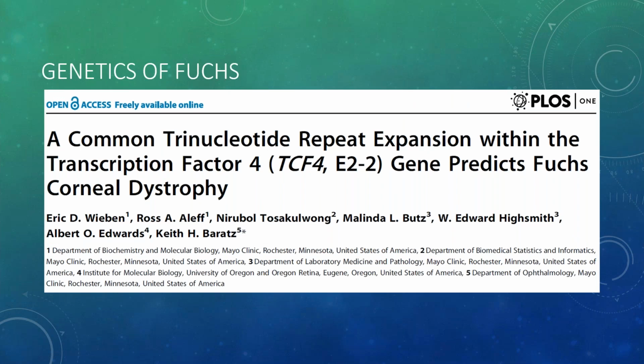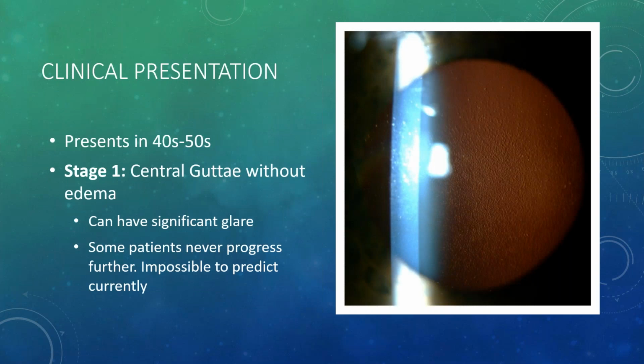So we've isolated it's a trinucleotide repeat, and the more repeats patients have, the earlier they develop it, much like Huntington's disease or any other trinucleotide repeat condition. They present in the 40s to 50s. We see here a nice retroillumination photo of a patient with guttae. The guttae alone, even without edema, can cause significant glare. I've had a lot of patients with sort of 20/30 vision, no other reason, and they have a lot of glare, and it's the Fuchs. That alone can cause a lot of glare, even when there's no edema present.